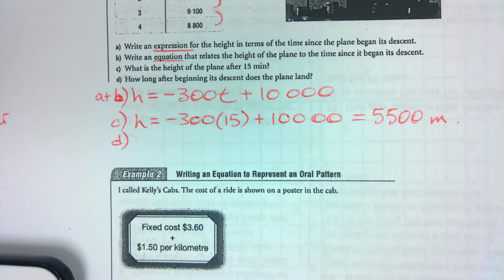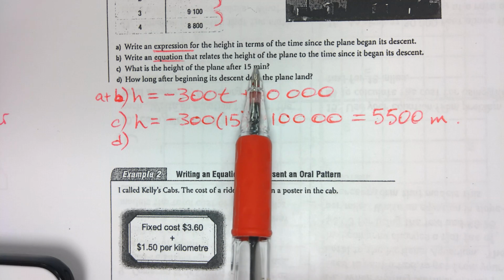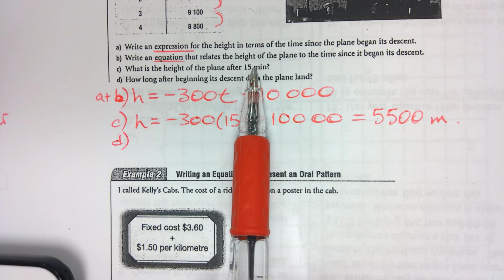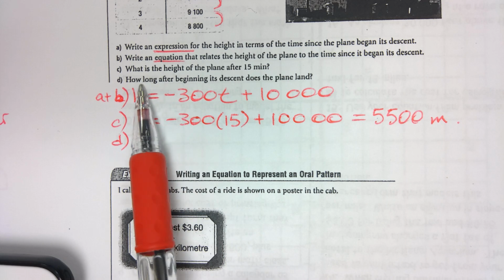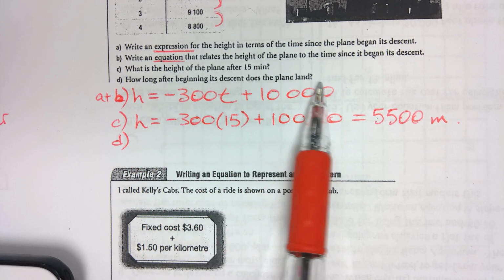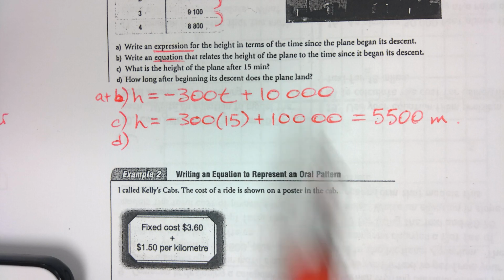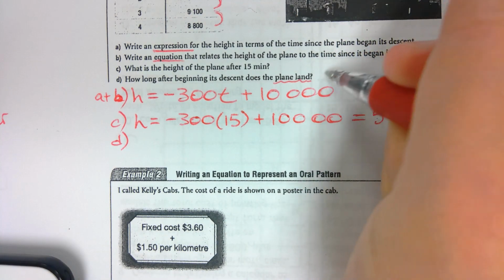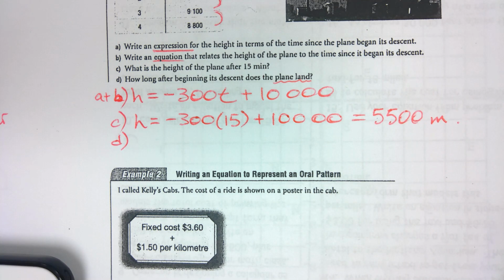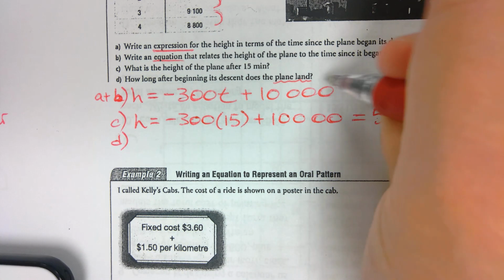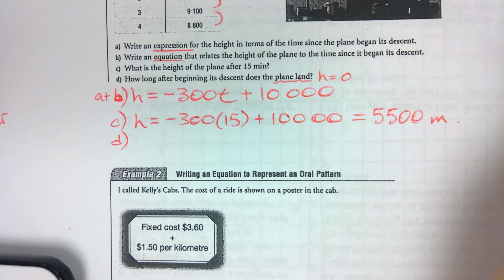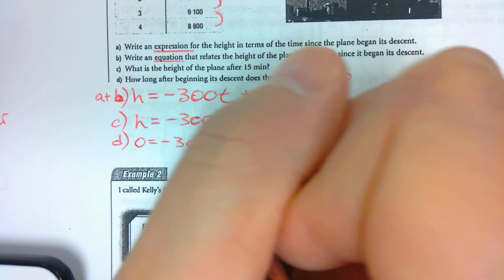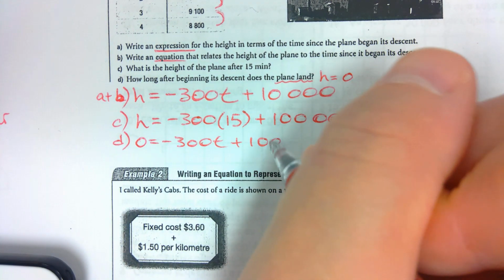Okay, so this is the extra step of thinking. This one was easy because I was given a number, 15. I know to plug it in here. But here, I don't see any number. What is the number? Yep, 0, because when the plane lands, the height is 0. So it means when h equals 0. So 0 equals negative 300t plus 10,000.